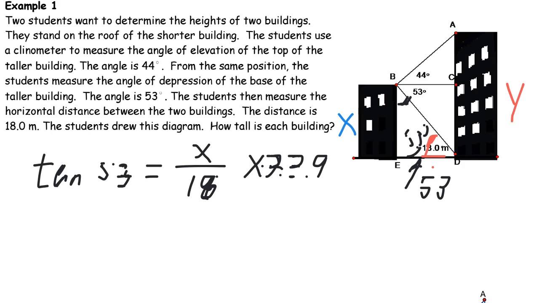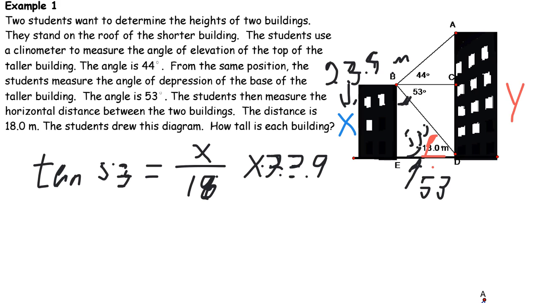So the first building, the shorter building, is 23.9. What was that in feet? Meters. 23.9 meters. First building, X. The shorter one. The other building, Y.